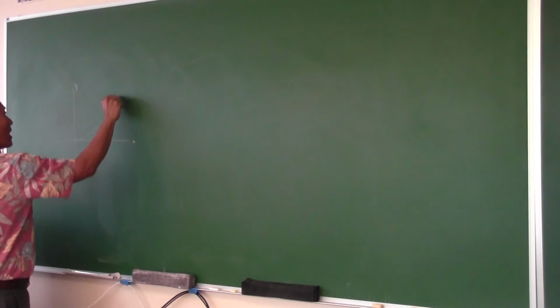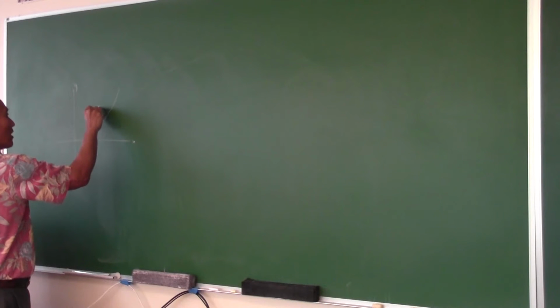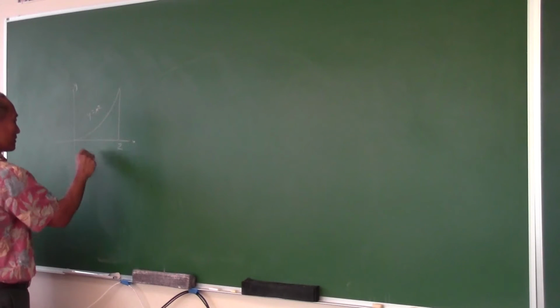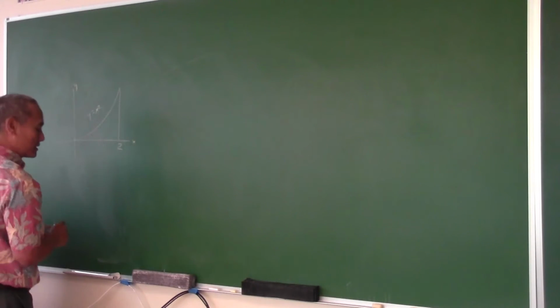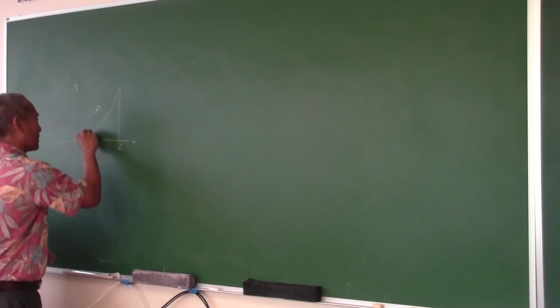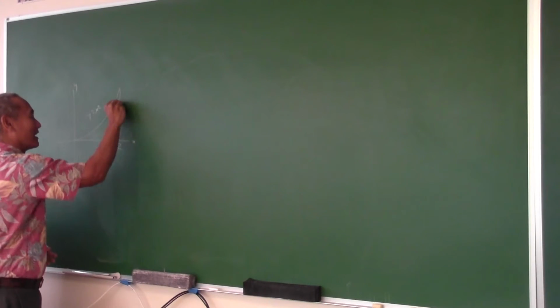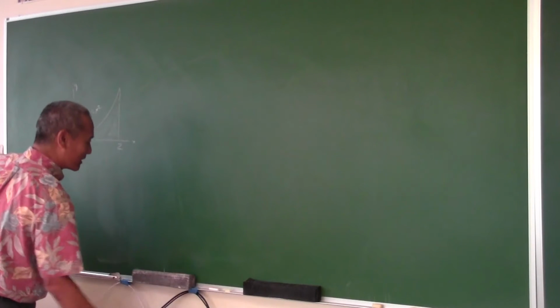Here is the graph of y equals x squared. Now we already did 0 to 1, now we're just doing 0 to 2. So we need to compute this area right here. We want the exact area. We don't want an estimate, we want the exact area.